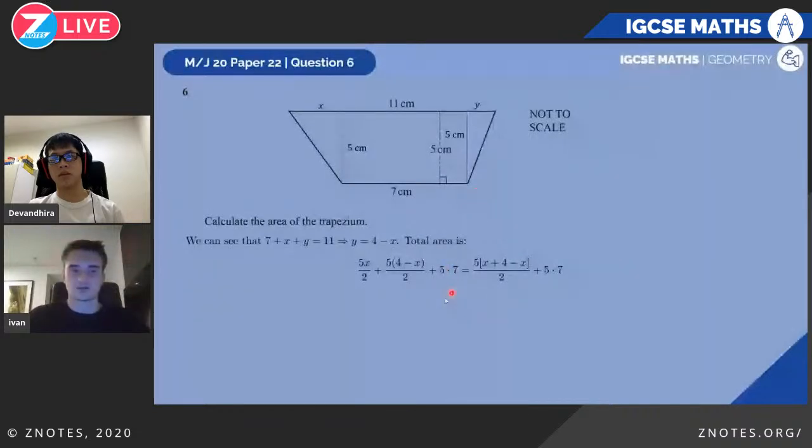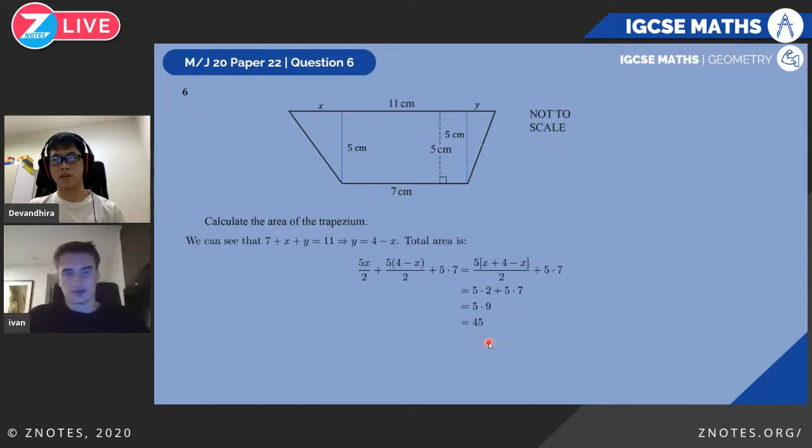We also have 5 times x on 2 for the left triangle, and 5 times 4 minus x on 2 for the right triangle. When we add them up, we just get 5 times x plus 4 minus x, so x plus y, on 2, which is just 5 times 4 on 2, which is 5 times 2. We have 5 times 7 here as well from the rectangle, and we add them up, and we get 45 as the total area.